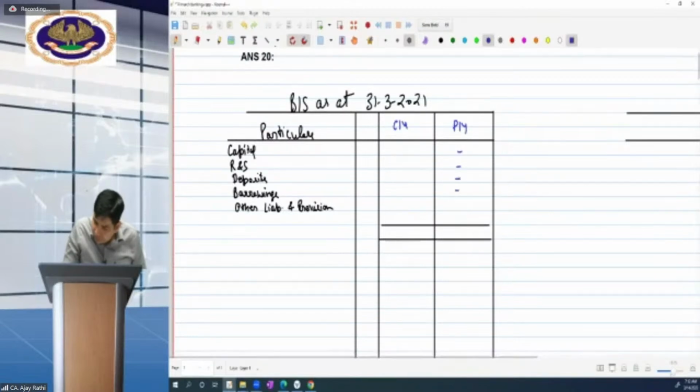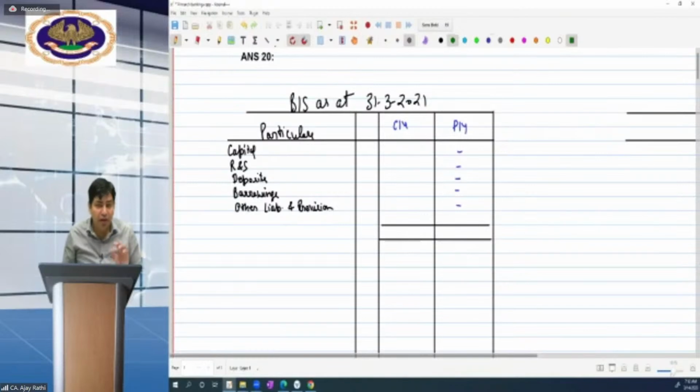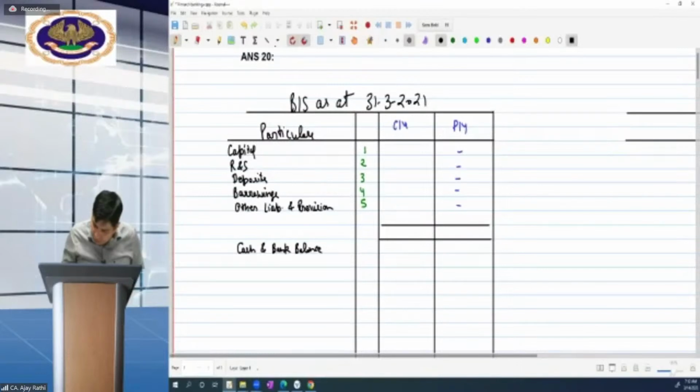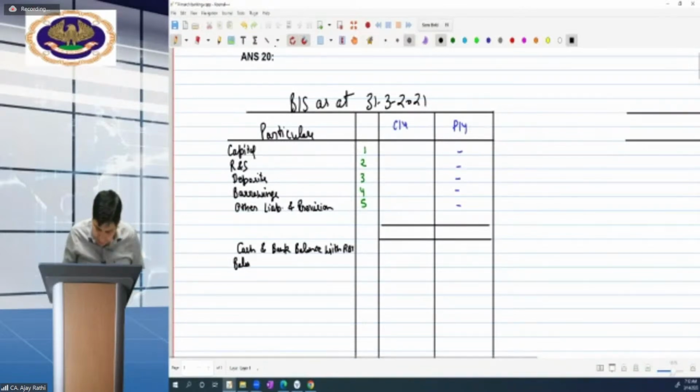1, 2, 3, 4, 5. Beta, starting 5 points were for liability side. 1, 2, 3, 4, 5. And next points are for asset side. Yes. First of all, cash and bank balance. Okay, with RBI, Reserve Bank of India. Next one is balance with other banks. And money at call and short notice.